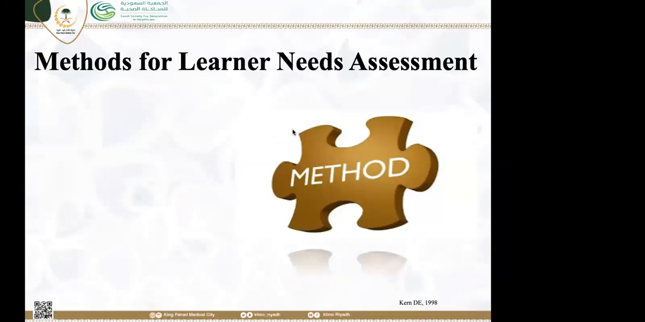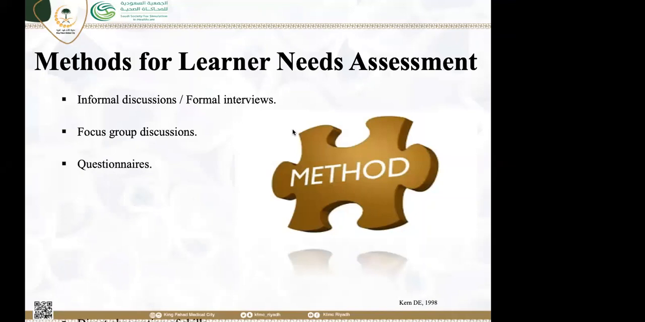So, methods to get this information that's going to help us to know the needs assessment for our targeted group. It can be gathered from informal discussion or formal interviews, whether face-to-face or focus group discussion. It could be either from the focus group discussion again, surveys, direct observation of skills.